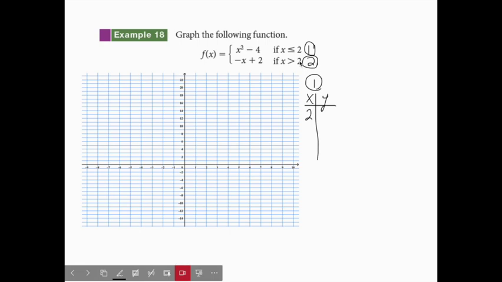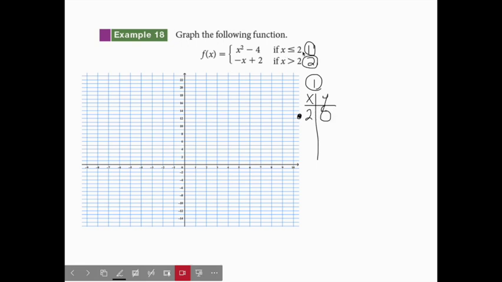And what I like to do, because this says x is less than or equal to 2, I like to draw a little closed circle next to that point to remind me when I draw this on the graph as one of my endpoints that it's going to include that 2. So we're going to plug in 2. I get 2 squared, which is 4, minus 4 is 0.